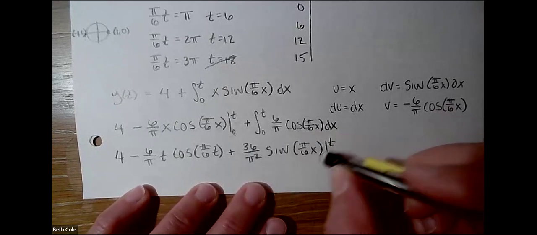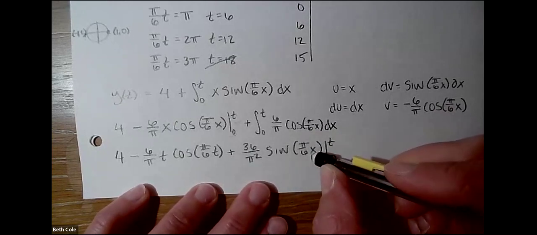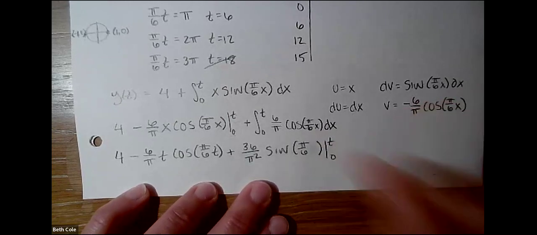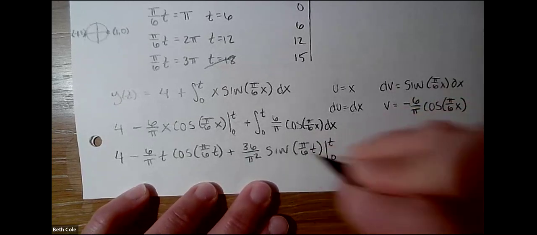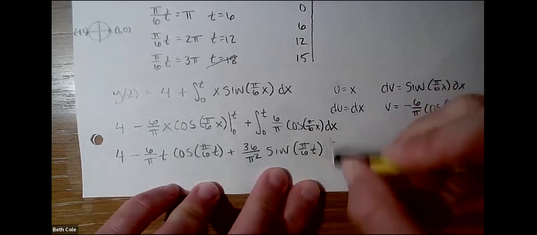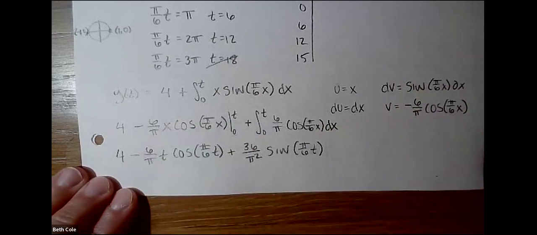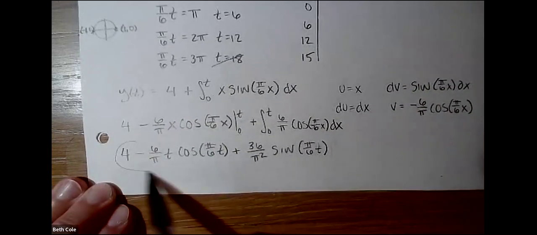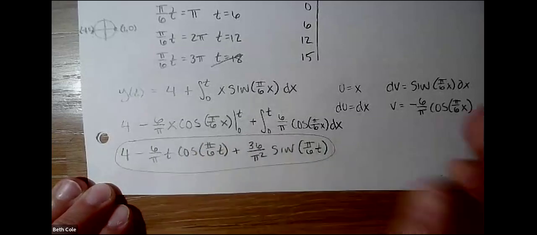When you do upper, you're going to just plug in t for x. So I'm just going to erase this and put t. And once again, if you plug in 0, you're going to just get 0. Sine of 0 is 0. So I'm not going to write minus 0. So we did do upper minus lower, just the lower ones ended up being 0. So this is our equation for y of t.